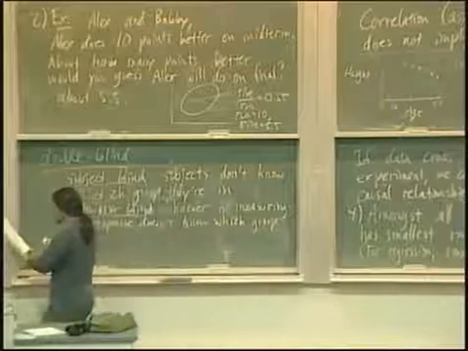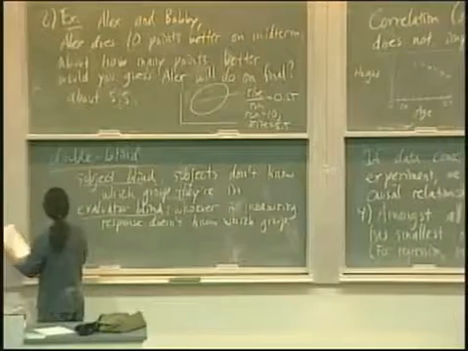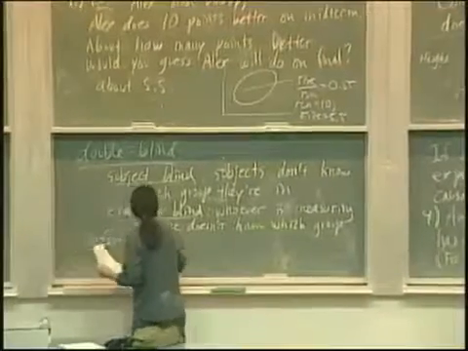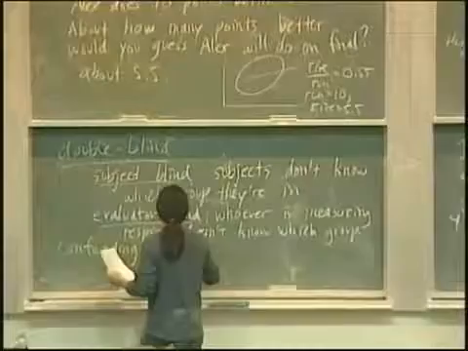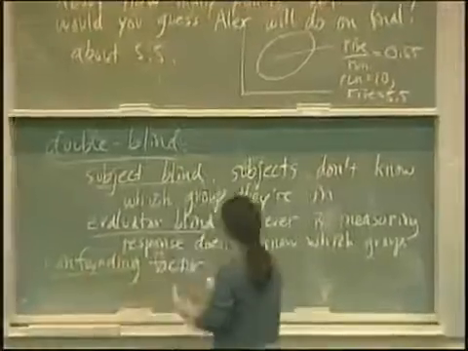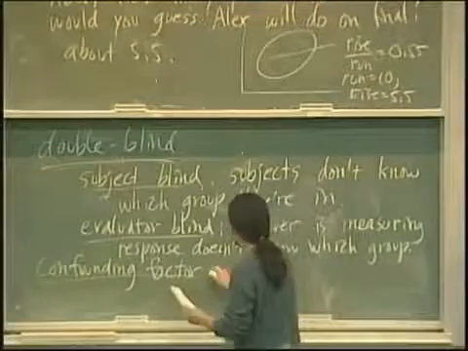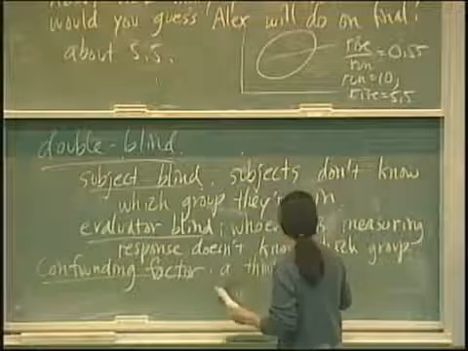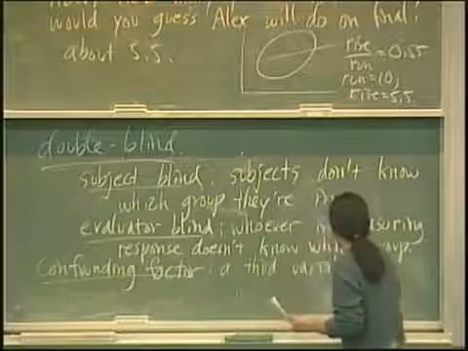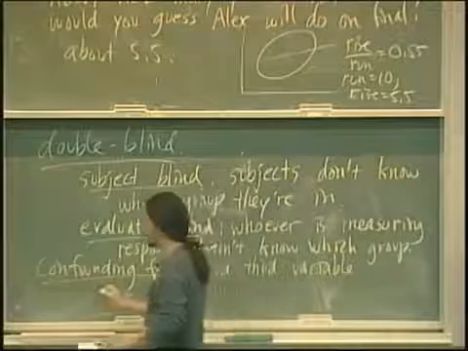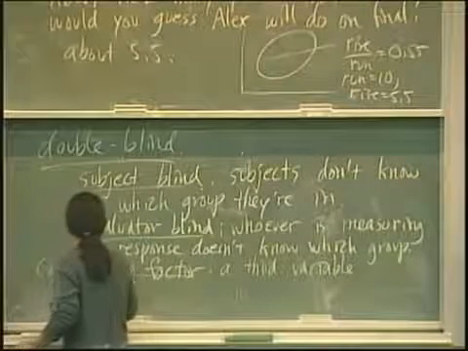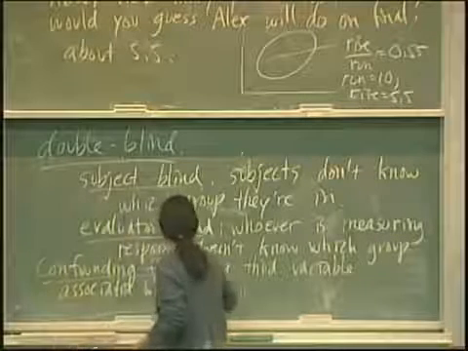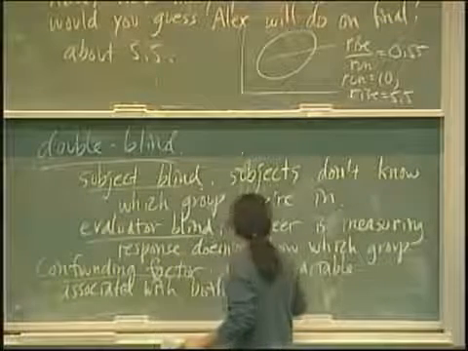Okay. And let's see. Two more things I want to write down. So confounding factors. Now this is something we've actually talked about before. I just haven't called it this. A confounding factor is a third variable associated with both treatment and response.